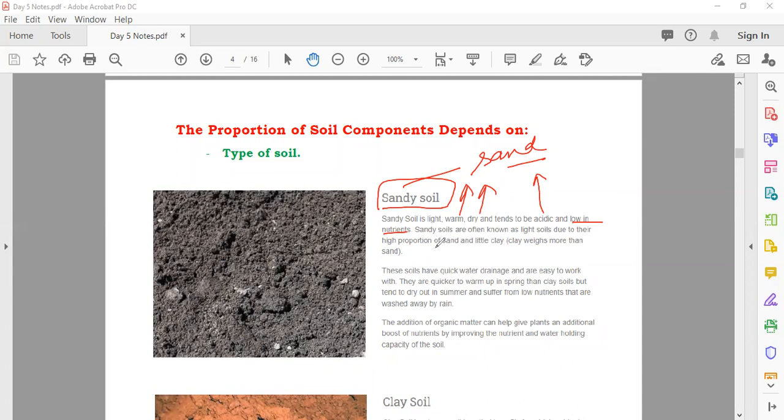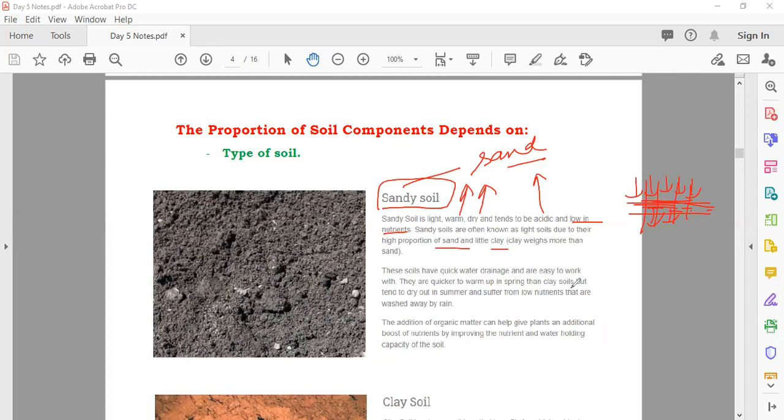So inside the soil there is sand in a large quantity and little clay compared to the sand. These soils have quick water drainage and are easy to work with. If the soil is sandy, it looks like sand, so all the water will go through it quickly. And if you want to plow it, dig it, or cultivate it, it's easy because it's quite soft.